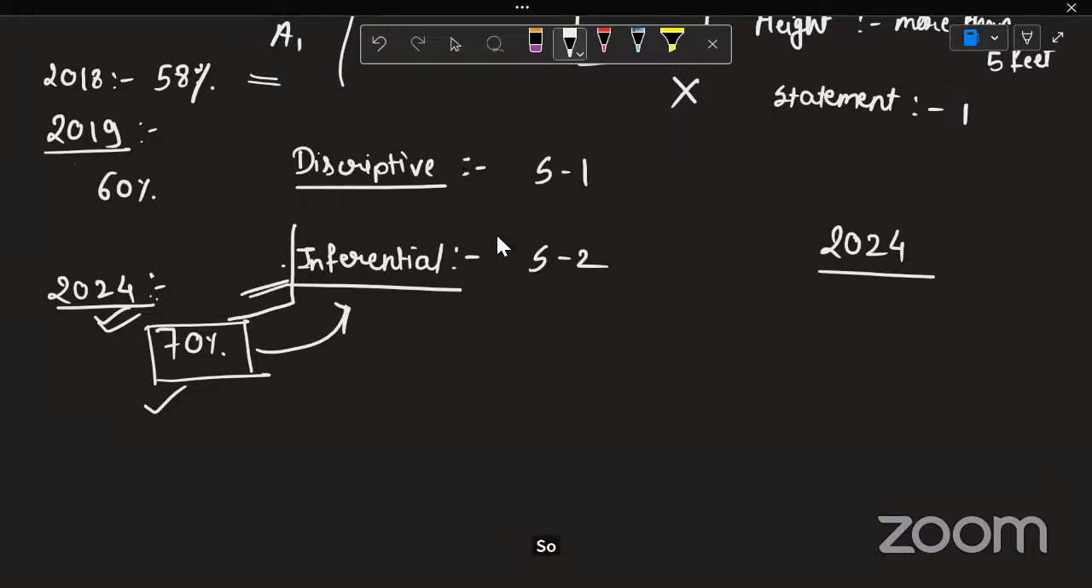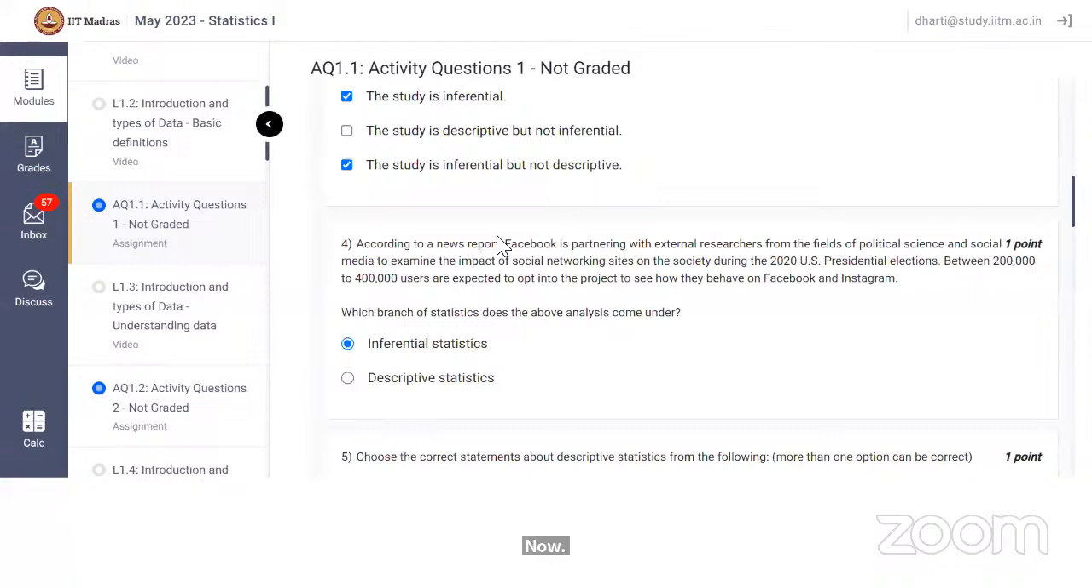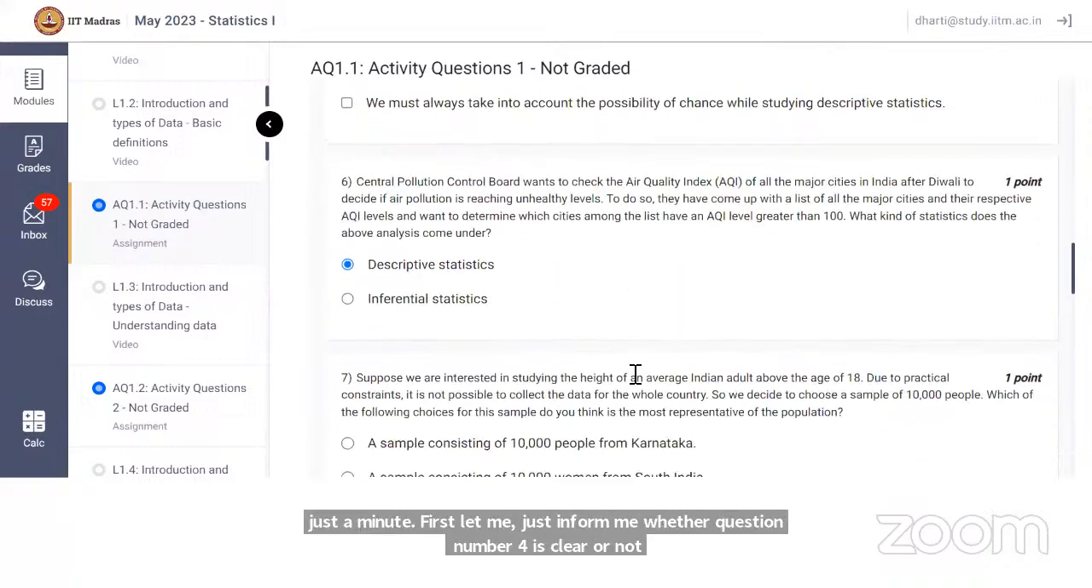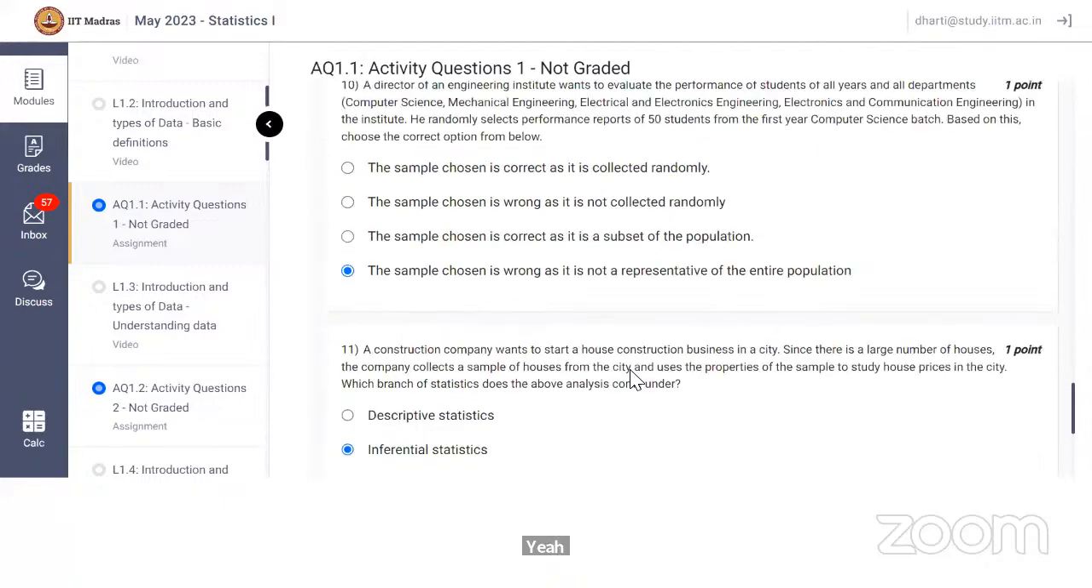Yeah, just a minute. First, let me confirm whether question number 4 is clear or not. Yes, ma'am, it is clear. It is inferential. Fine. Yes. Question number 10. Okay.